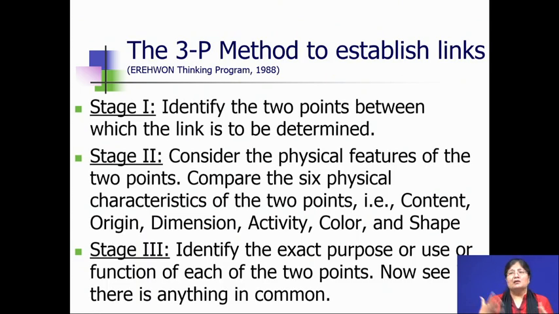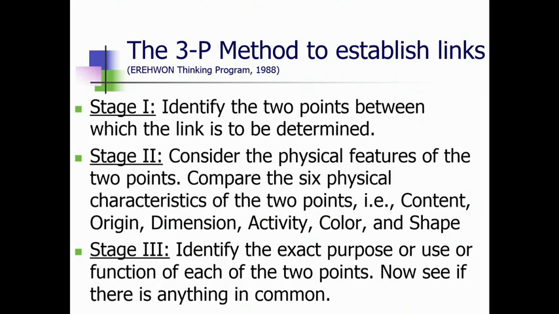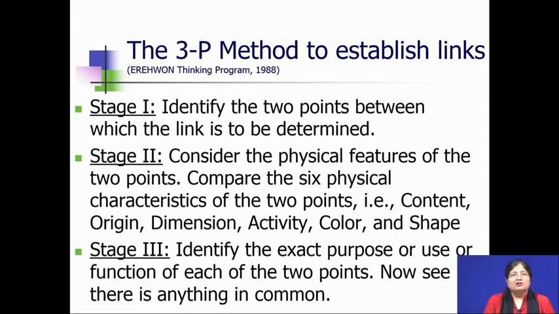Now, how do we establish links between whatever we have studied, whatever we have read? Stage 1, we identify the 2 points between which the link is to be determined. We establish the link between those 2 points and then we consider the physical features of the 2 points. And this is from the thinking program. It was called the Array 1 Nowhere Spelled Backwards thinking program that at least I went through in 1988.